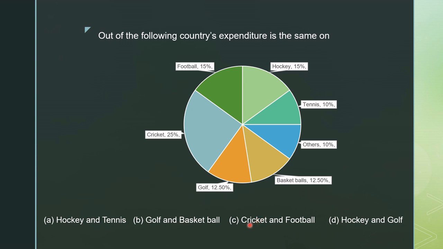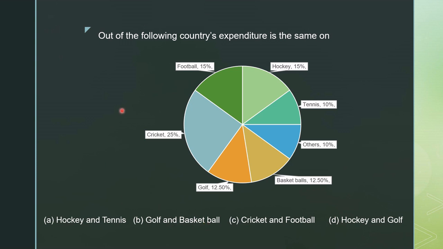C is also an incorrect option because cricket and football, cricket is 25% expenditure and football is 15% expenditure. So these are not the same. So these are also incorrect options. Option D, hockey and golf. Hockey is 15% expenditure, golf is 12.5% expenditure. So these are also incorrect options. So the right option is golf and basketball, option B.